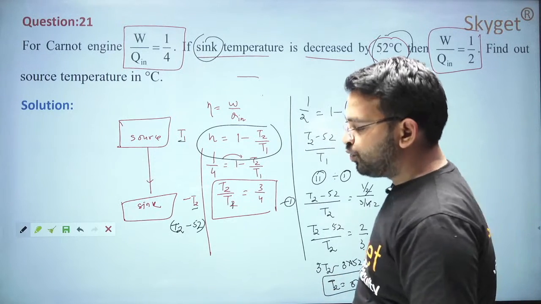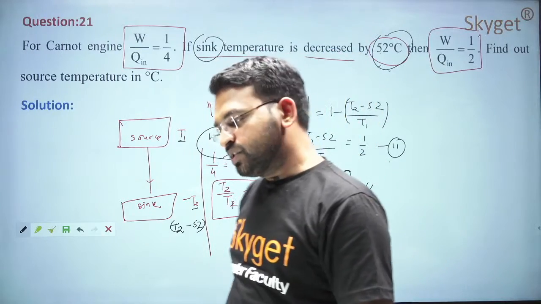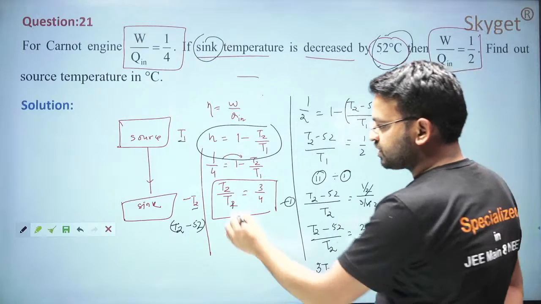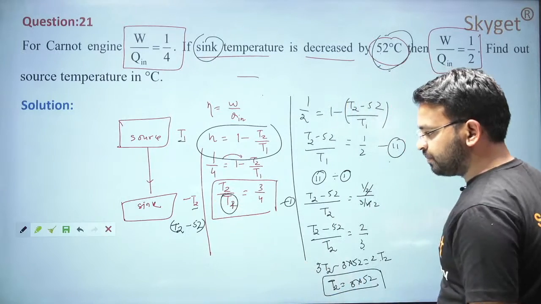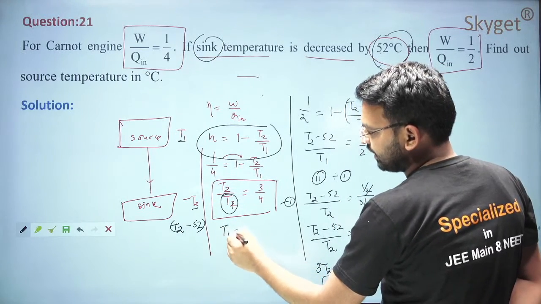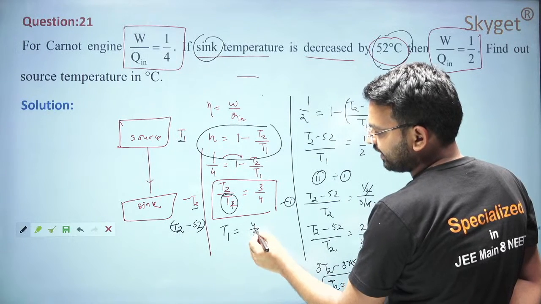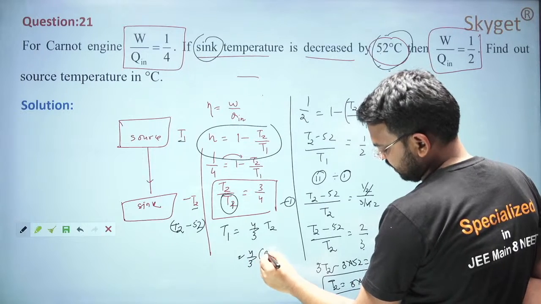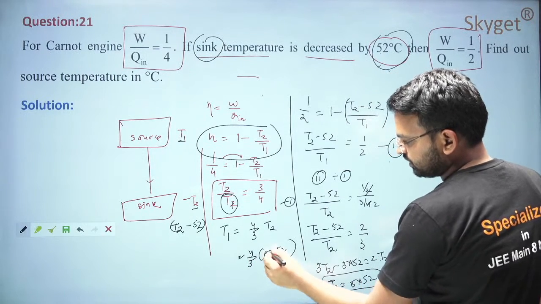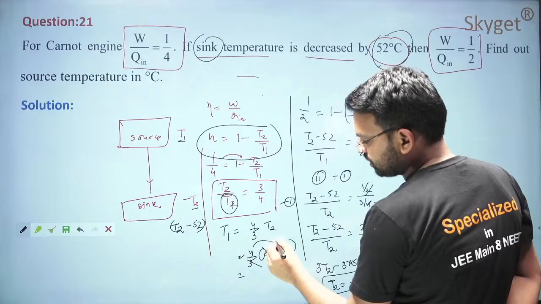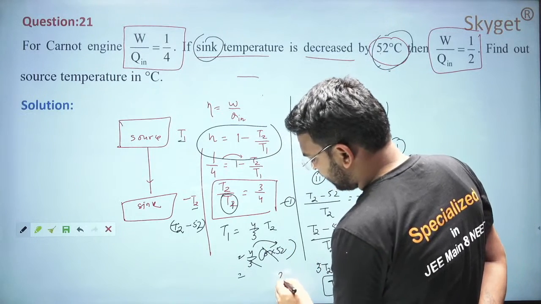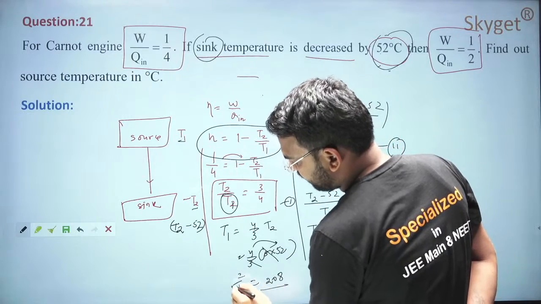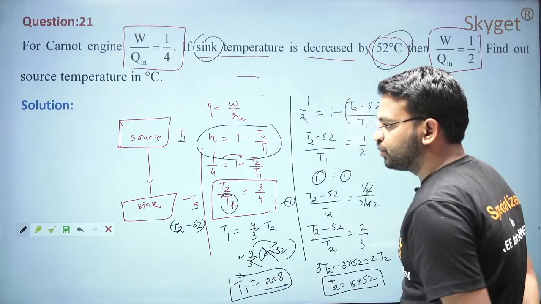Since you are writing the exam, you don't need to multiply all the time. You can keep this value as it is, because you need to find the source temperature. From the first equation, T1 will be equal to 4/3 times T2, and 4/3 times T2 is 4/3 times 3 times 52. The 3 and 3 cancel, so you just multiply 4 times 52. So 4 twos are 8 and this is 20, and this is going to be the value of your source temperature.